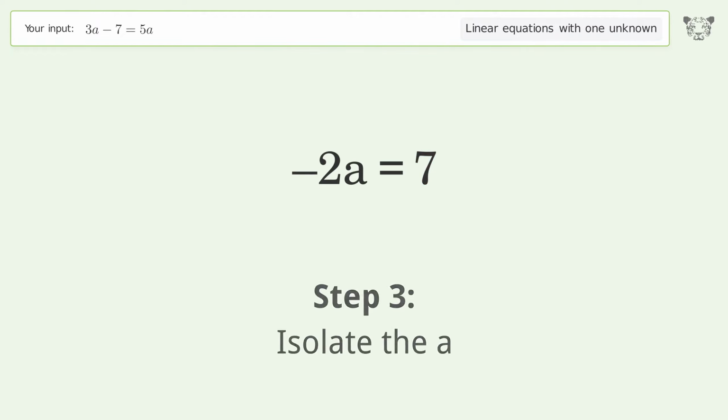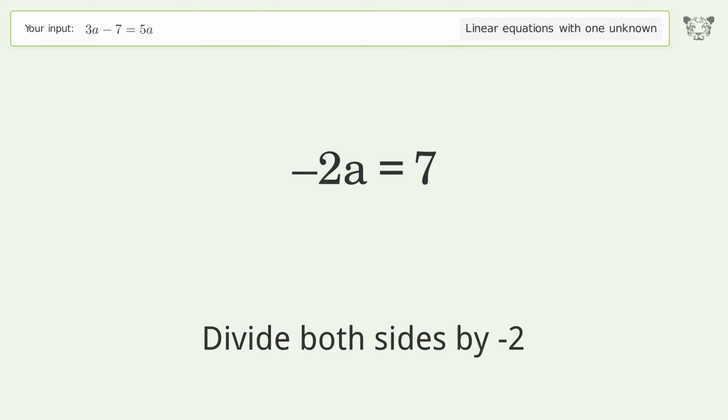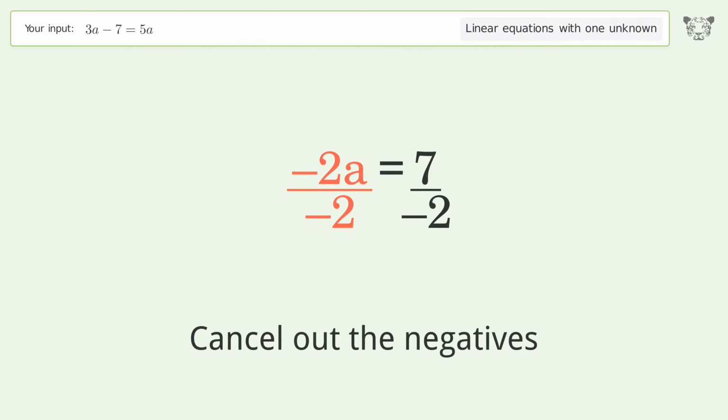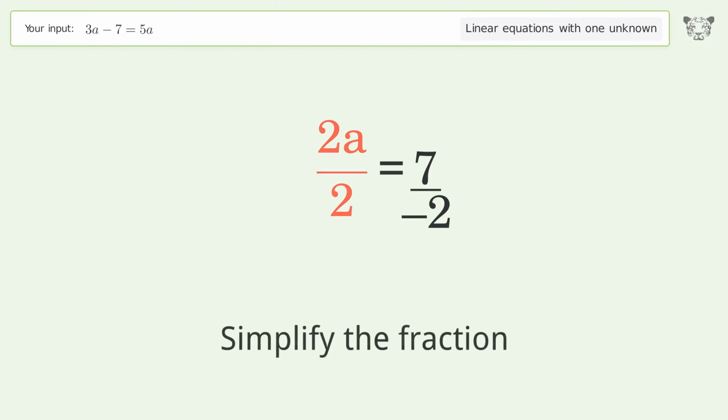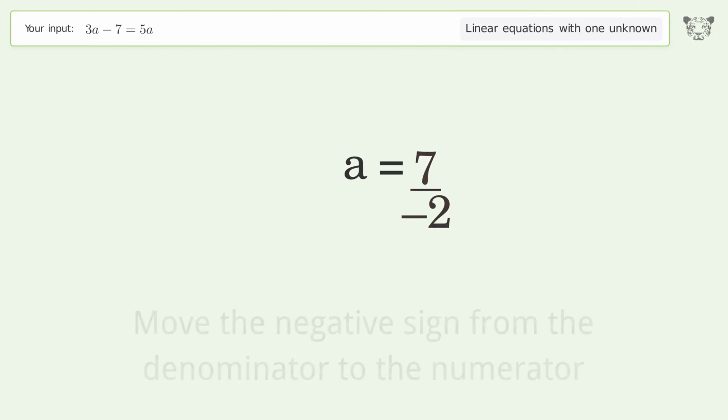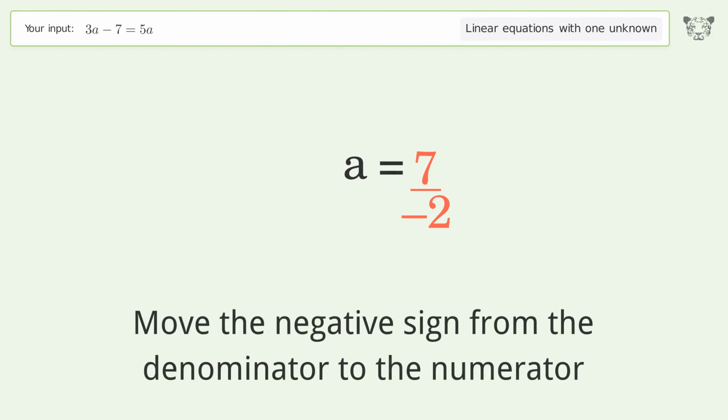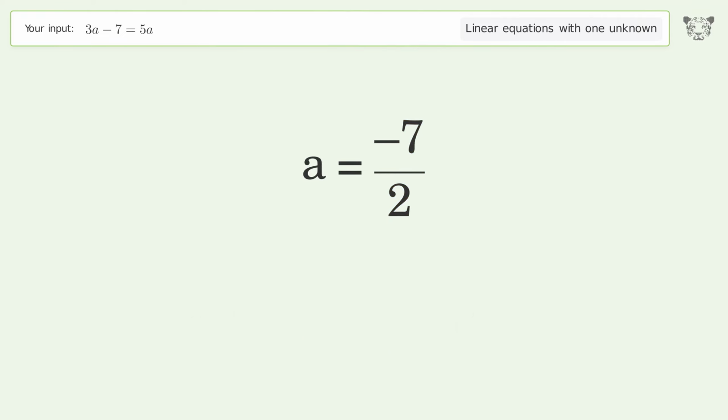Isolate the a. Divide both sides by -2. Cancel out the negatives. Simplify the fraction. Move the negative sign from the denominator to the numerator. And so the final result is a equals -7/2.